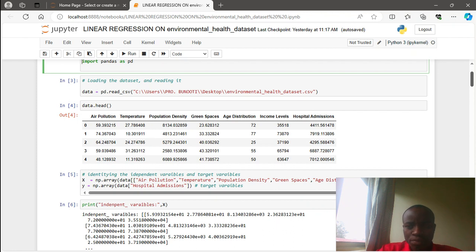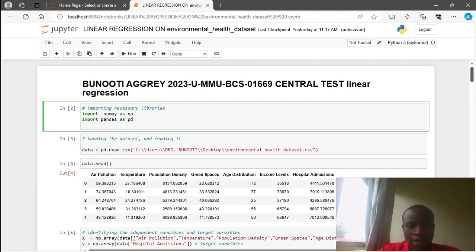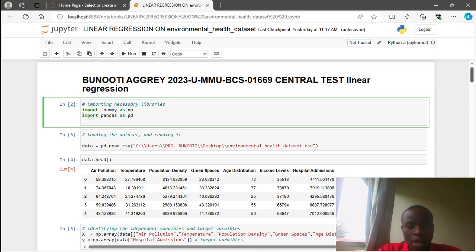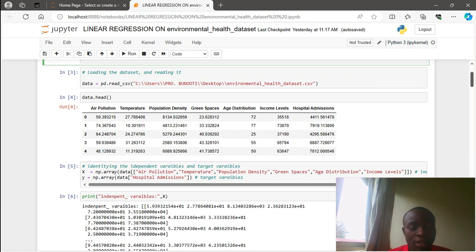So I had to import necessary libraries to read my data frame into pandas. So I had to load the data set which I had already on my desktop and I have stored it in the CSV format. That's why we have this file extension .csv. Then I had to display the first part of my data set to see what I'm going to do.